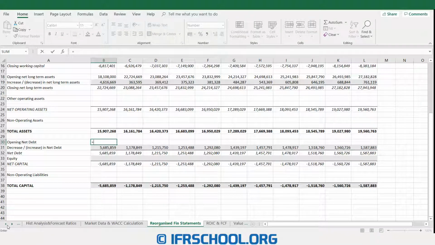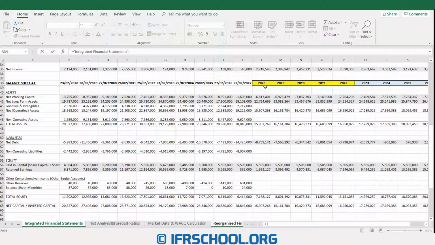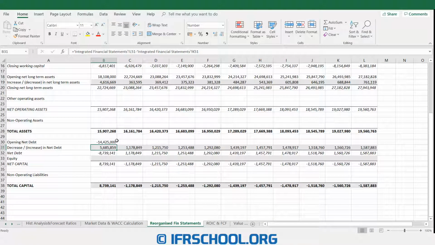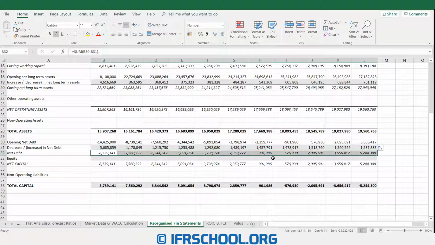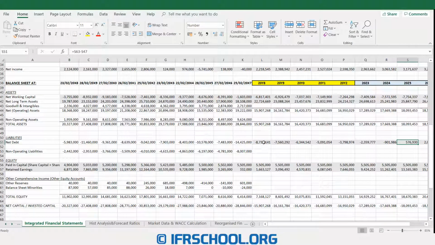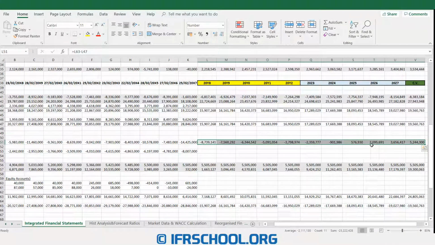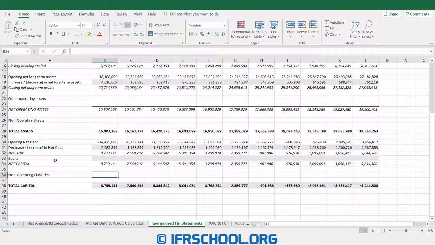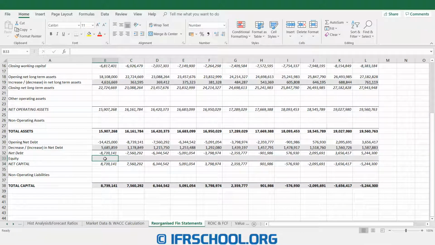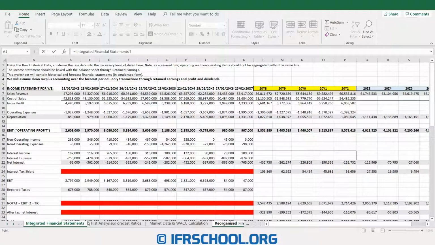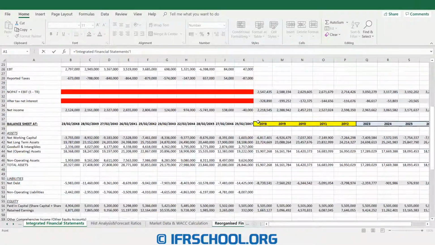If we add the opening balance for net debt to the change in net debt, we can quickly do an accuracy check. We need to check these closing balances match the closing balances for net debt on the integrated balance sheet. They do. We're confident that our figures are accurate. We can now insert our forecasts for equity. To do this, we reference the total equity figures in the integrated balance sheet.